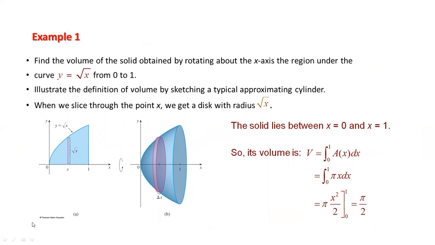Find the volume of the solid obtained by rotating about the x-axis. So you're going to rotate about the x-axis. This is your x-axis, and this is where you're going to rotate the region under the curve. So the region under the curve, and this is the curve y equal to square root of x from 0 to 1.